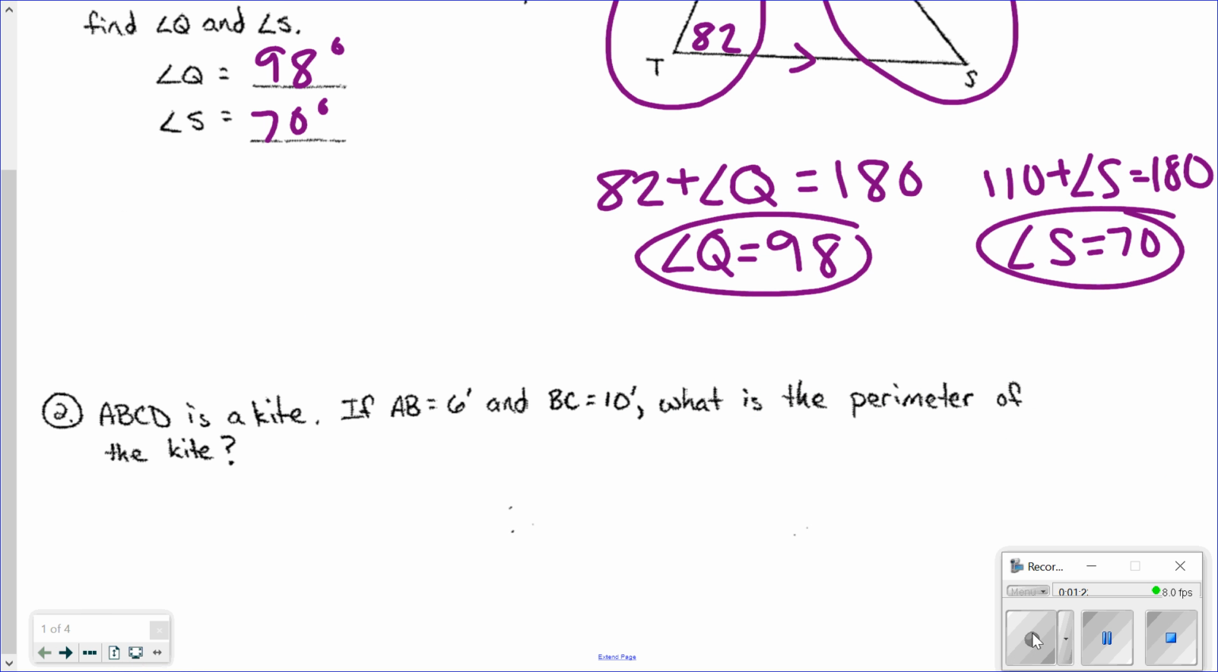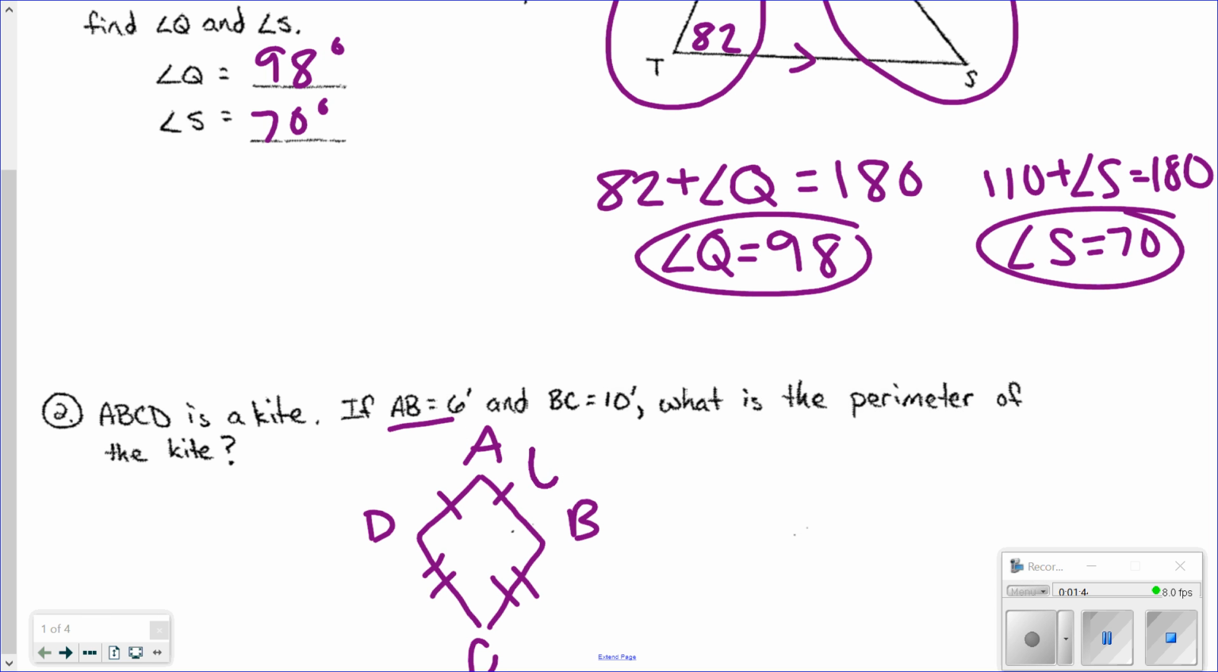Number 2, ABCD is a kite. If AB is 6 and BC is 10, what's the perimeter of the kite? Now there's no diagram or picture here, so I'm going to sketch out the situation. So here is kite ABCD. We know that these segments are congruent in a kite, and these segments are congruent in a kite.